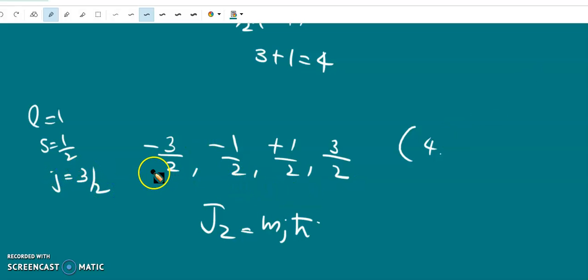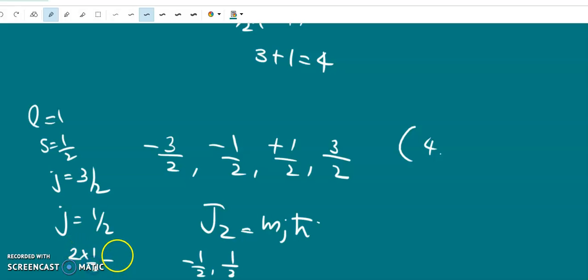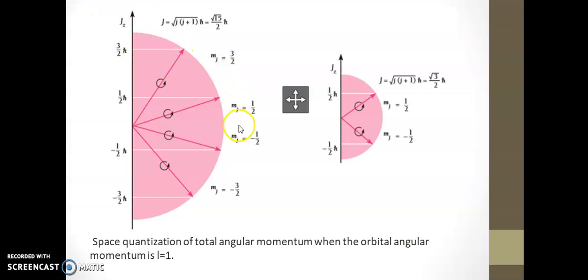Now for l equal to 1 and s equal to half, the other possible value of j is l minus s, which is 1/2. Then the values of mj are minus half and plus half. That is 2 into half plus 1, which is 1 plus 1, so 2 possible values. There also Jz is equal to mj times h bar. This is called space quantization of total angular momentum, so we can represent it like this.